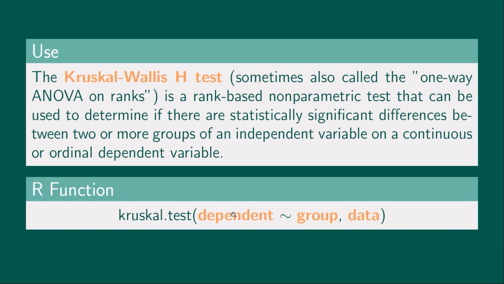Dependent contains the variable that was measured during data gathering procedure, also known as the dependent variable. Group contains the grouping variable, also known as the independent variable, whereas data is the object that contains the variables.